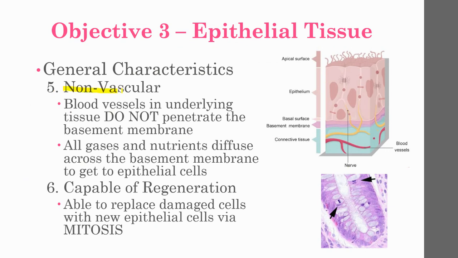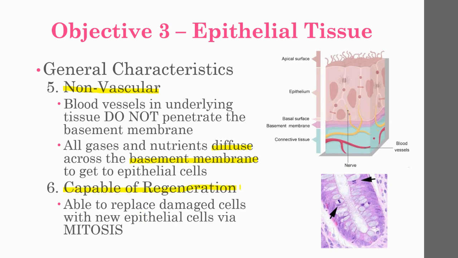They're non-vascular. This is going to be a unique feature, which means they do not have blood vessels. They don't have a blood supply directly running through them. Now they do have to have access to a blood supply, so that's usually going to be in the tissues below or underneath the basement membrane. They still have to get nutrients and gases like oxygen, so those are just going to diffuse across the basement membrane from the tissues that they're attached to. And because they are well nourished, even though they don't have their own blood vessels running through them, they're going to be capable of regeneration.